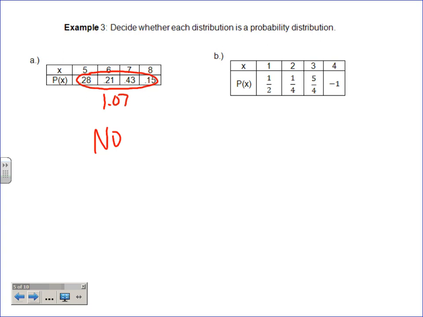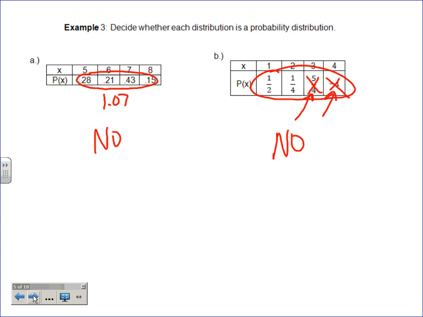One of my probabilities is over 1. And what's the probability of -1? What does that mean? How do you have a probability of 125%? So this one is no, because not every single one of them works. This one can't even happen. So this is also no, because those can't even happen.